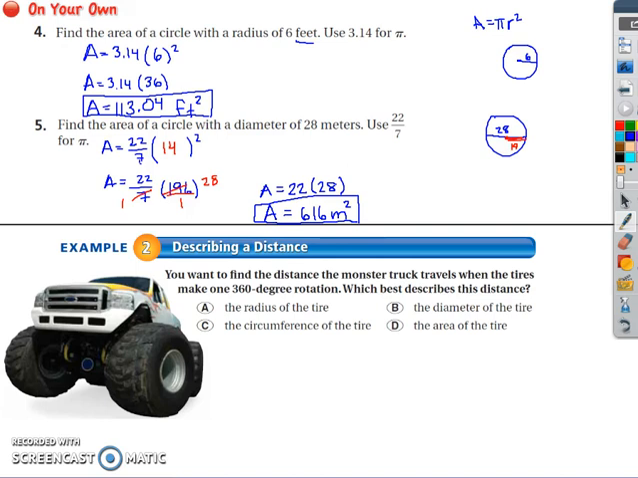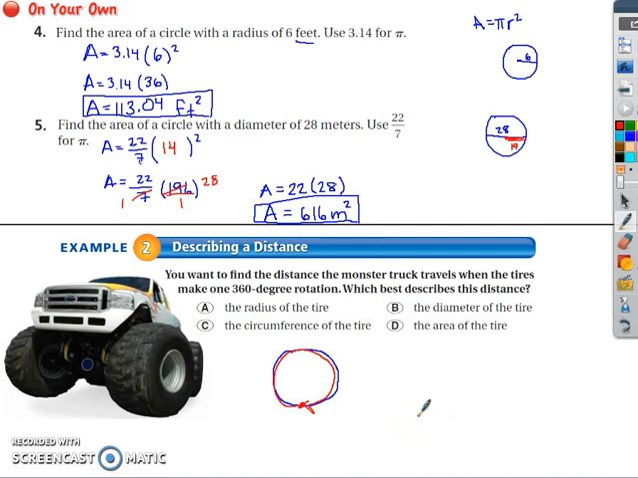In example 2, we want to find the distance that a monster truck travels when the tires make one 360-degree rotation. Which best describes this distance? So I'm going to go ahead and just draw what we might picture as a tire. So imagine this is your tire. We are going to rotate this tire 360 degrees, or we're going to take this point and we're going to turn the tire all the way around until we land back to where we started.